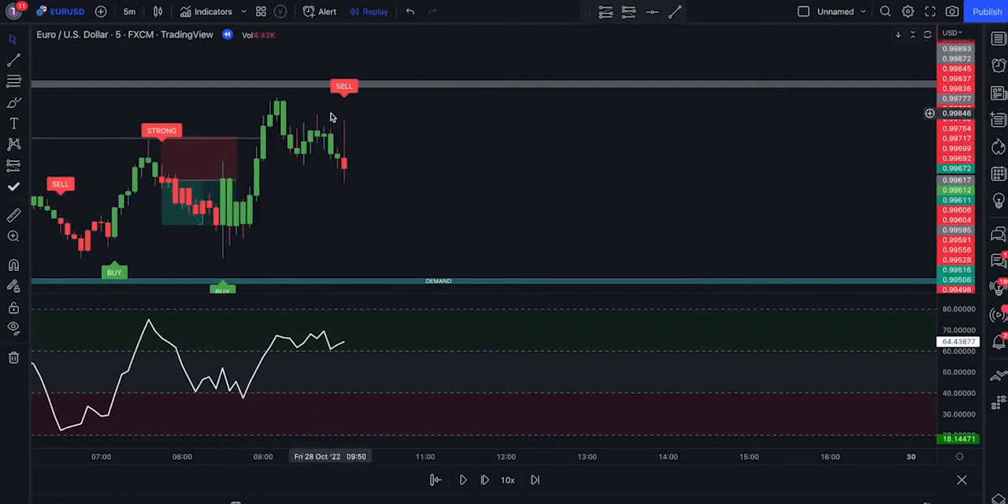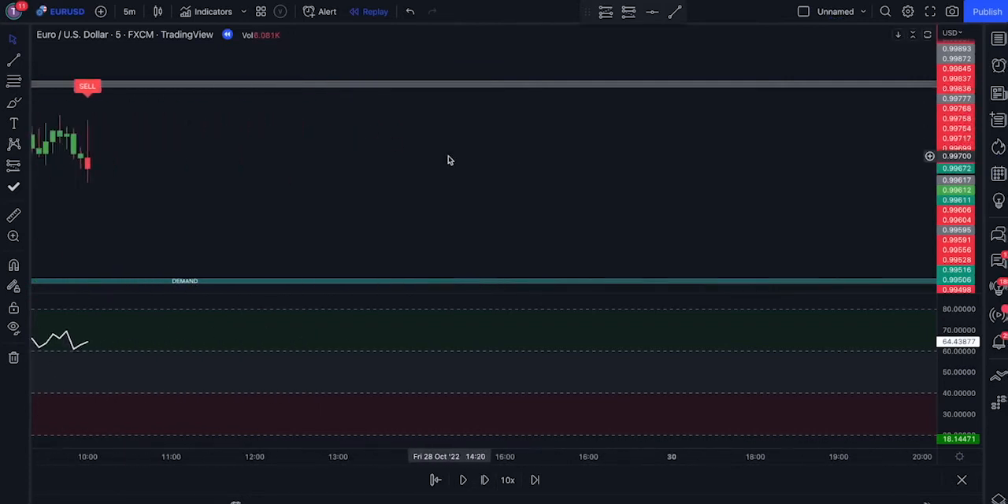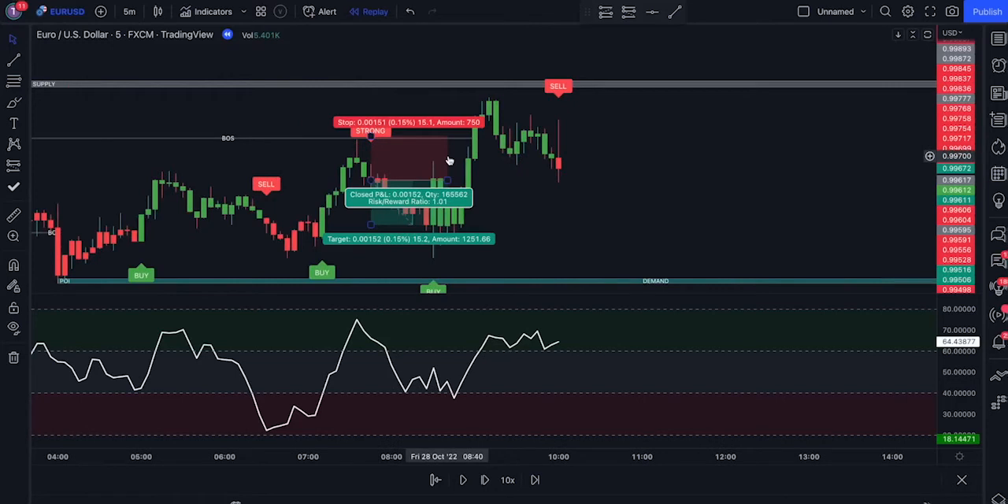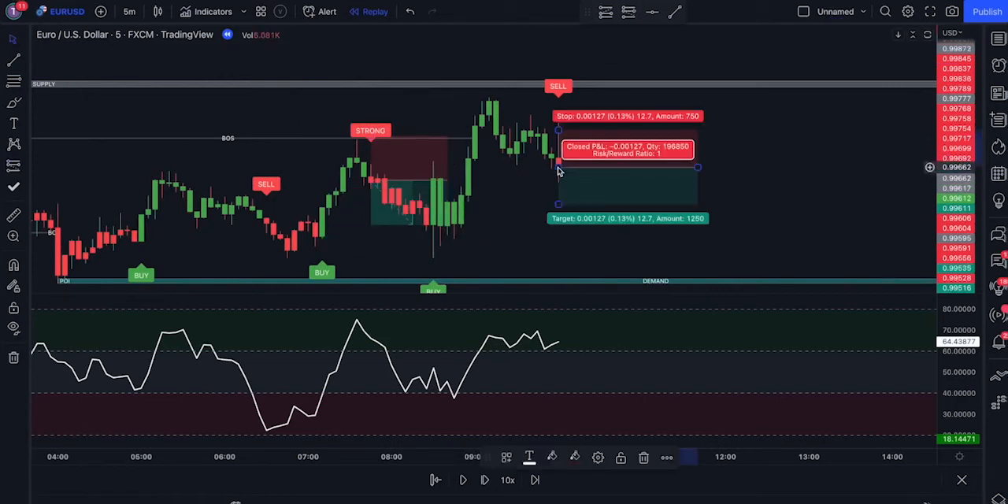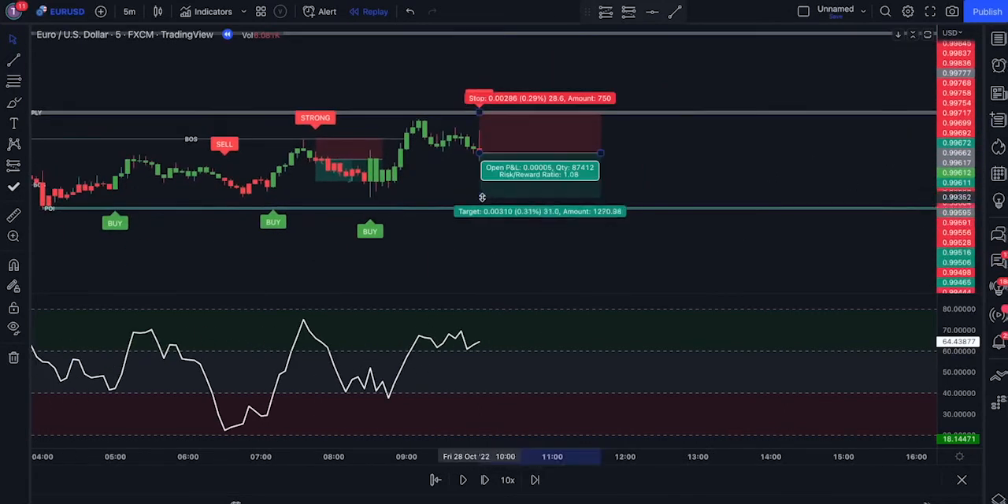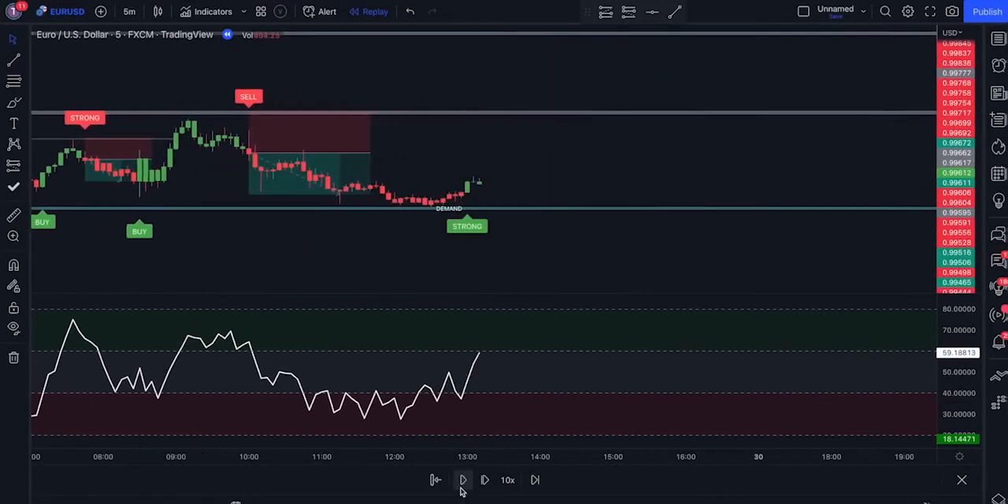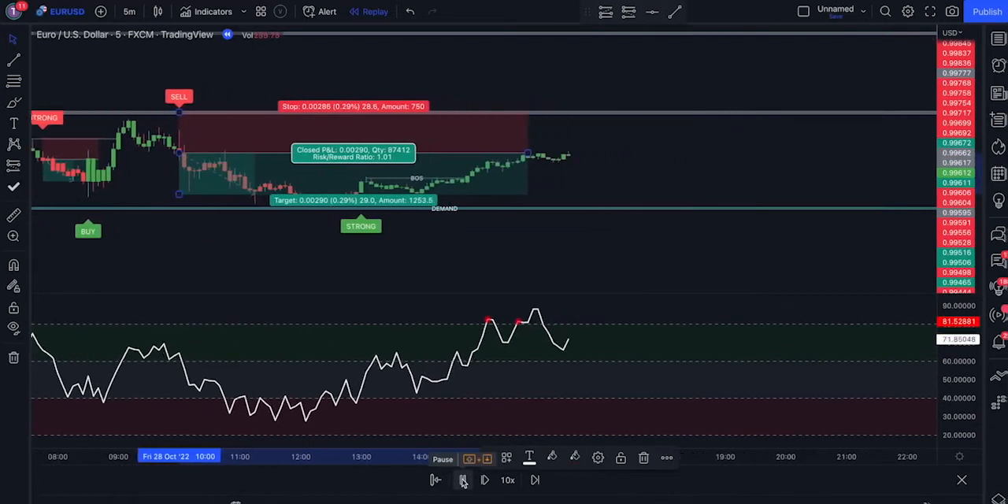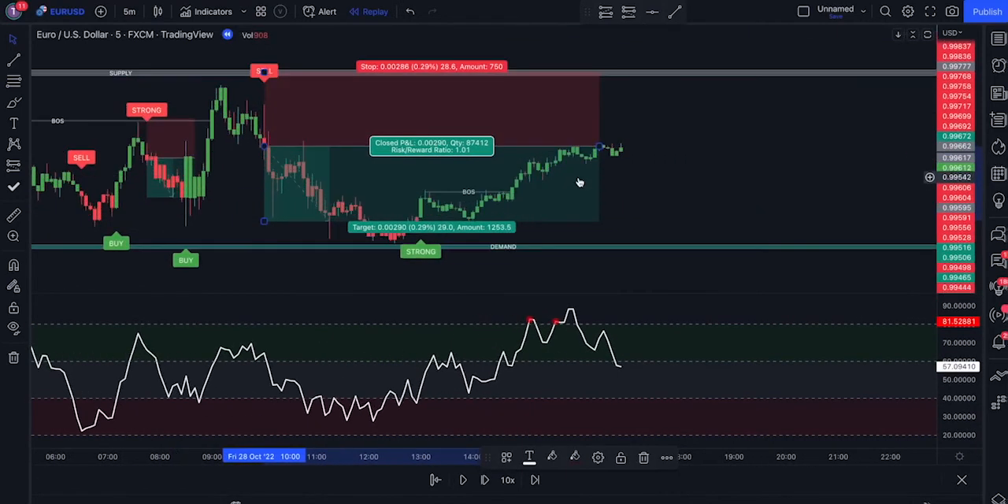Here we have another valid short entry. The market reached a new supply zone and the sellers' pressure became very significant. We also had a signal to sell and the money flow index was overbought. And again, the stop loss got triggered, but we still managed to make some profit.